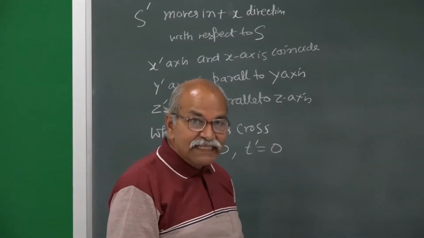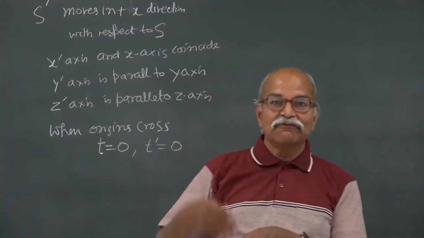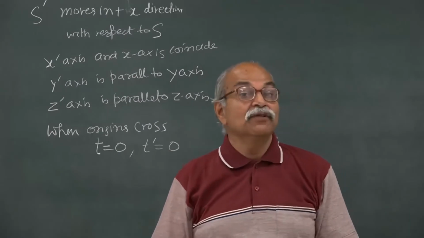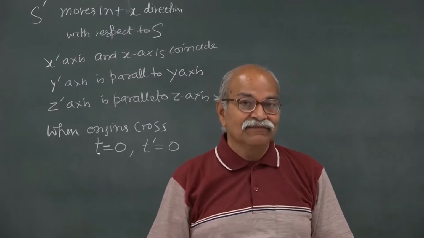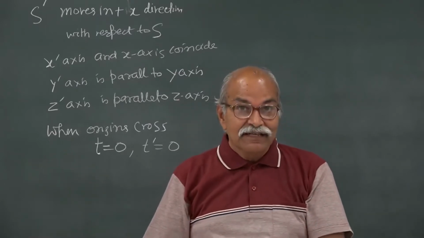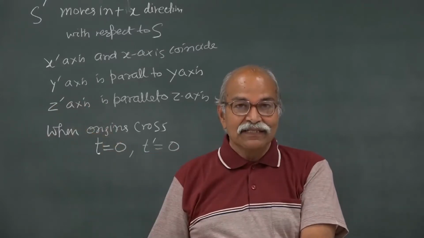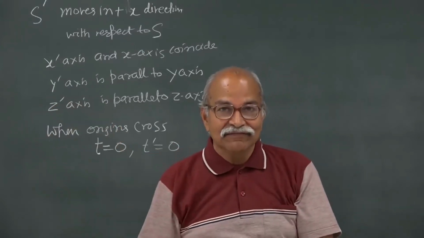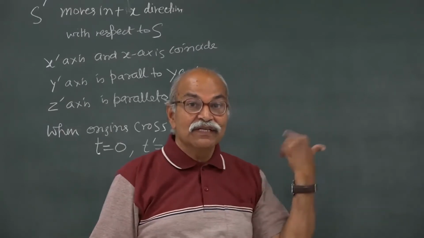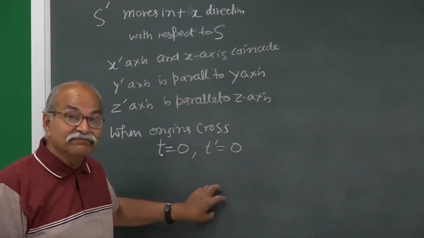What if these conditions are not met and I have to work from a frame which is moving with respect to S, but perhaps not in x direction? Perhaps the orientation of the axis are different. X prime axis is not coinciding with x axis and it is at some angle. So, the Lorentz transformation equations that we had written will not have that form, right.